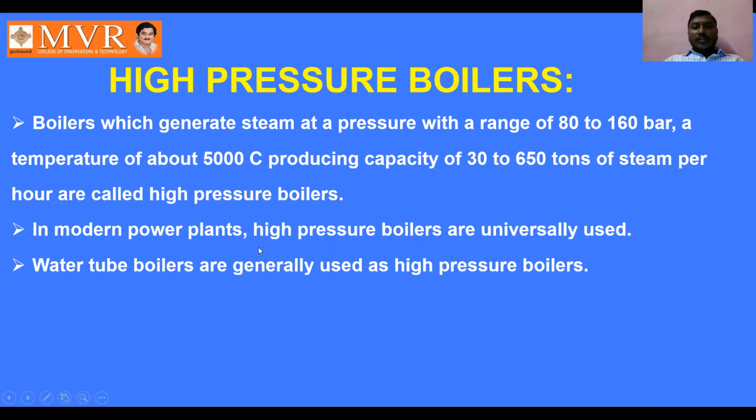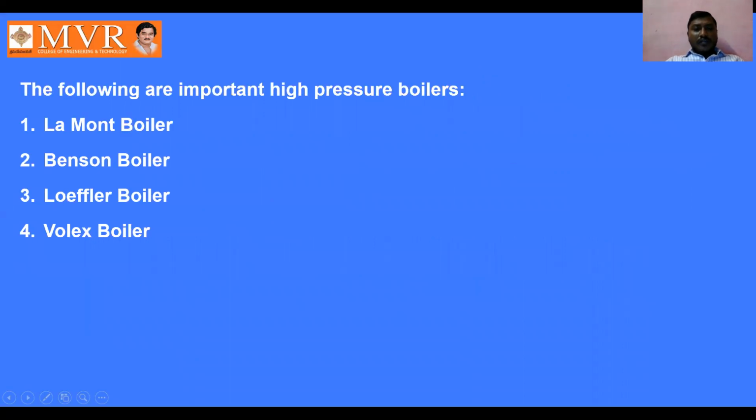In modern power plants, high pressure boilers are universally used. Water tube boilers are generally used as high pressure boilers. The following are the important high pressure boilers used in thermal power plants or steam power plants: Lamont boiler, Benson boiler, Loeffler boiler, and Velox boiler. These are some of the high pressure boilers we use.